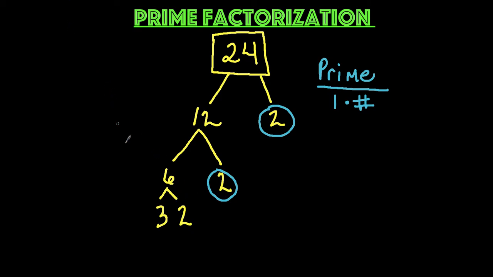Is 3 a prime number? Yes, because the only factors that would give you 3 are 1 and 3. And we already established that 2 is also a prime number.